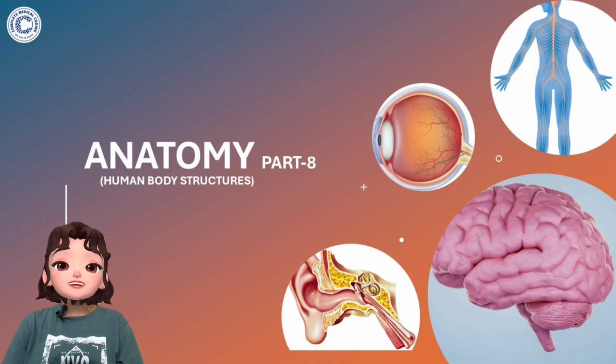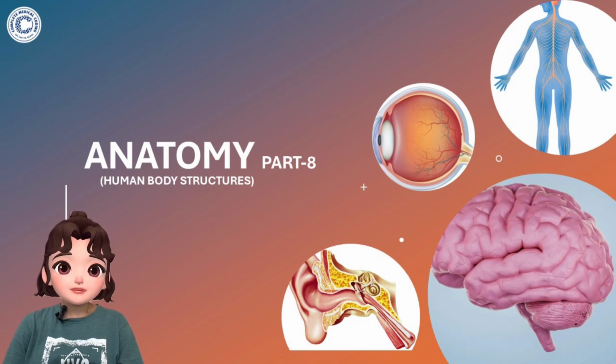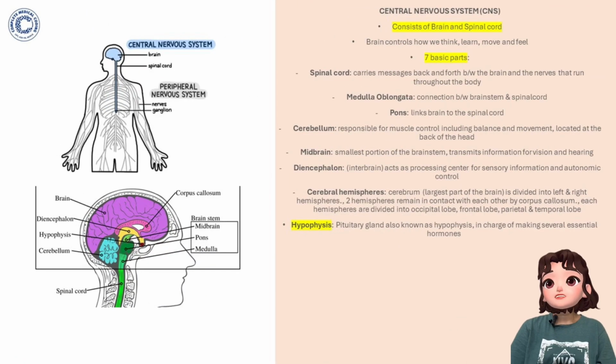Today, let's discuss a few more topics about the human body structures. Anatomy, Part 8. Let's begin with the nervous system. The nervous system consists of two parts: the central nervous system and the peripheral nervous system. The central nervous system consists of the brain and spinal cord.